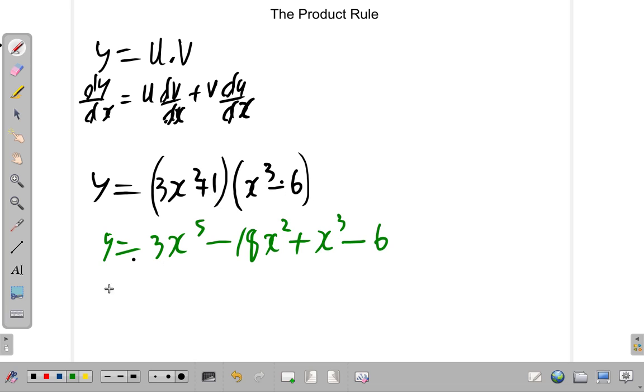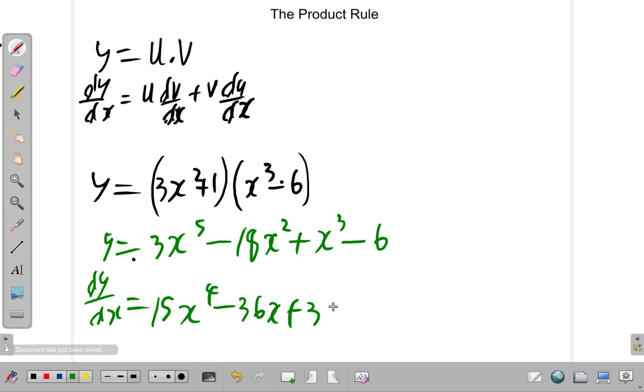Alright, dy by dx here is 5 times 3 is 15x to the 4 minus 18 times 2 is 36x plus 3x squared. Alright, so that's what we have. Let me write it up here: 15x to the 4th minus 36x plus 3x squared. Alright, good.